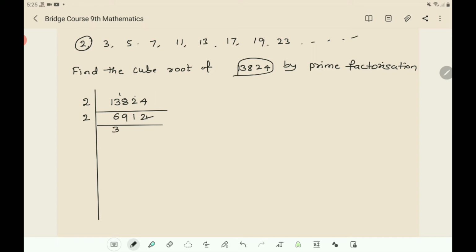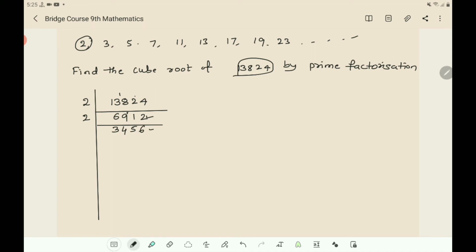9 is not there in the table of 2. So you take 2 4s are 8, and 1 is remaining. 1 1 11. So 10 you can take here. 2 5s are 10. Again 1 is remaining. 1 2 12, 2 6s are 12.